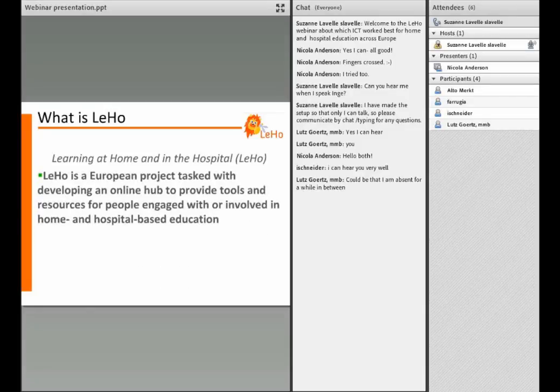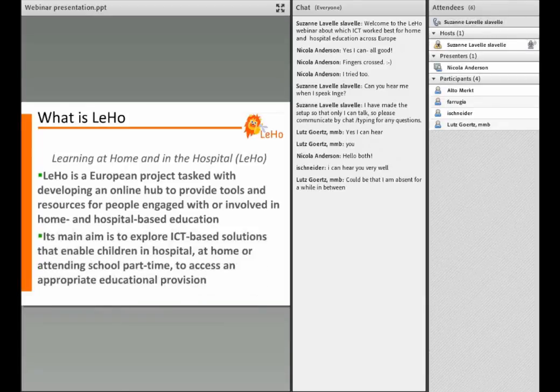So learning at home and in the hospital, that's what the Lavelle project is. It's a European project, 3 year, coming towards the end of its 3 years now, and it is tasked with developing an online hub to provide tools and resources for people who are engaged with or involved in home and hospital-based education. And this is for teaching and reaching children who are not able to attend their mainstream schools because they are too ill to go.